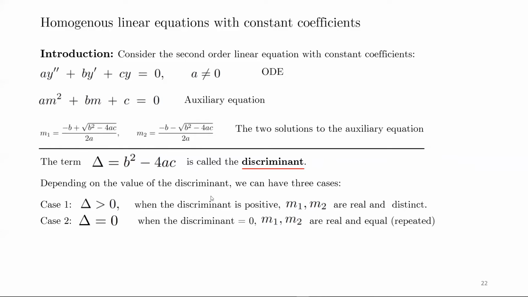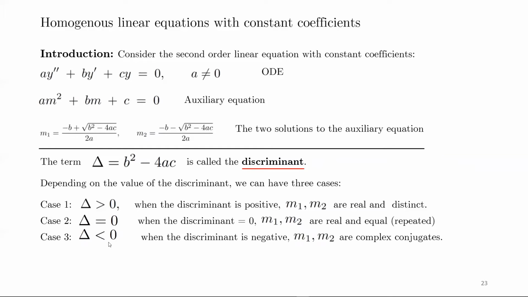Case 2: when the discriminant is exactly equal to 0, that is when b squared minus 4ac equals 0, then m1 and m2 are a real number, and in fact they are equal to one another. So we have a repeated root. And then finally case 3: when the discriminant is negative, we end up taking the square root of a negative number, which of course gives us complex conjugate roots. So we're appealing back to our first year calculus here, but I don't think that's too hard to recall.